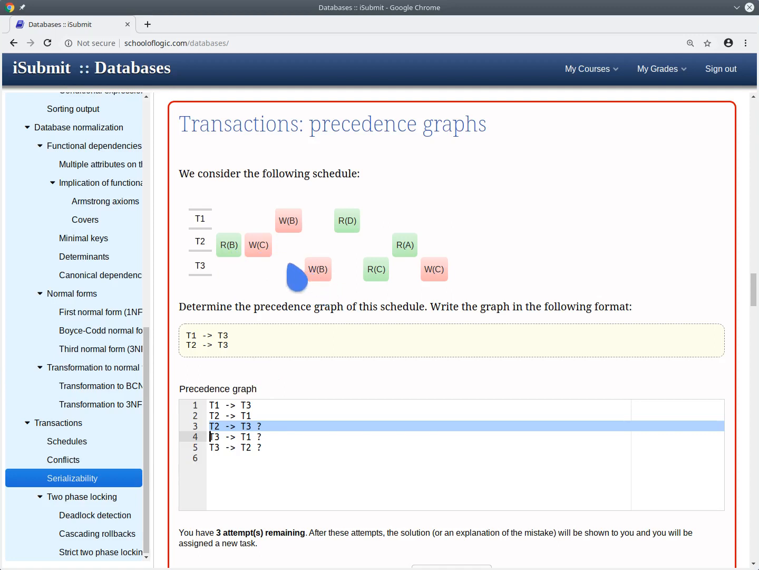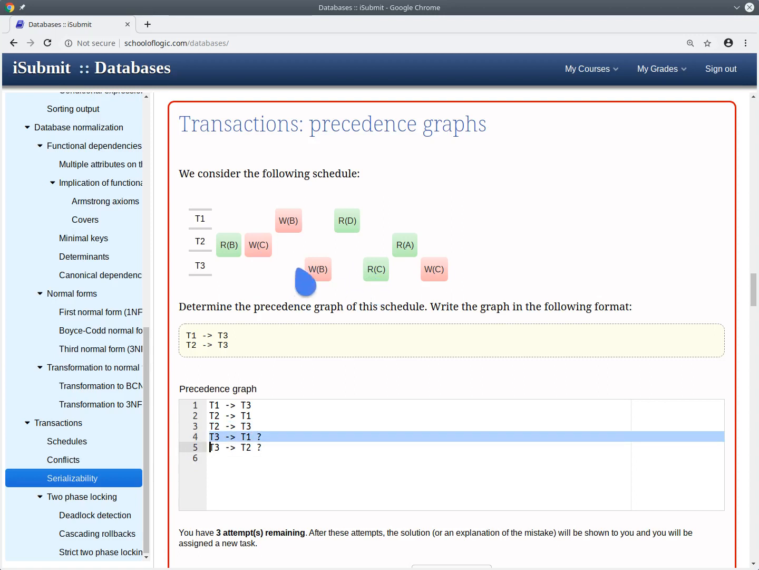There's multiple reasons for that. We have also this write of C followed by a read of C and by a write of C. So also this would give rise to an edge from T2 to T3. Okay. Next, let's check whether we have an edge from T3 to T1. We have a write of B, and this is not followed by a write or read of B in T1, and these two actions are not followed by anything in T1, so we don't have an edge from T3 to T1.